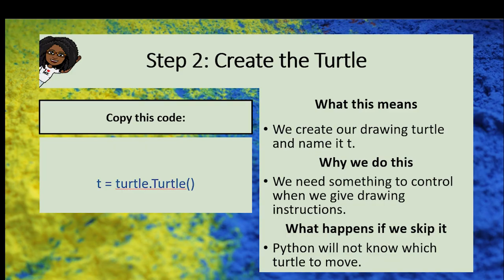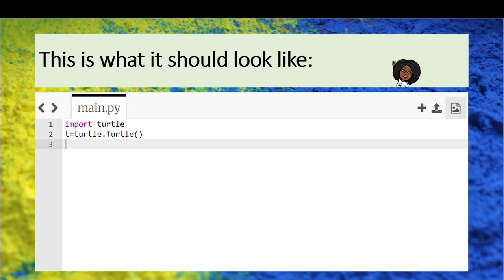Step 2. Create the turtle. Copy this code. You can pause the video while you type. What this means? We create our drawing turtle and name it T. Why we do this? We need something to control when we give drawing instructions. What happens if we skip it? Python will not know which turtle to move. This is what it should look like.